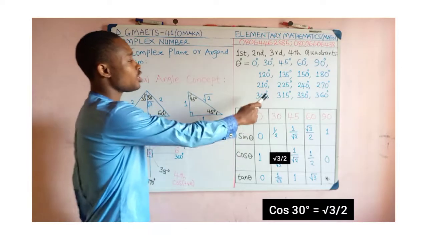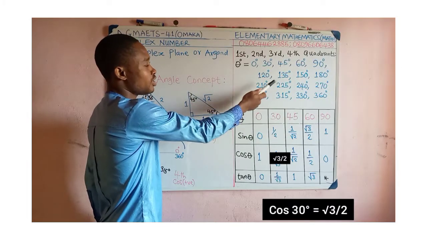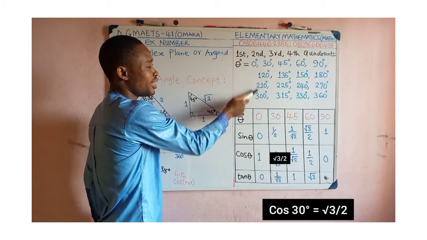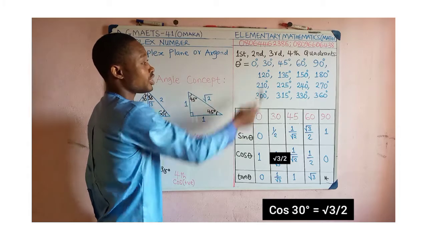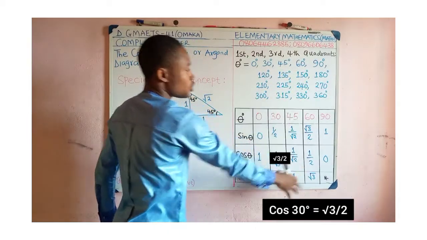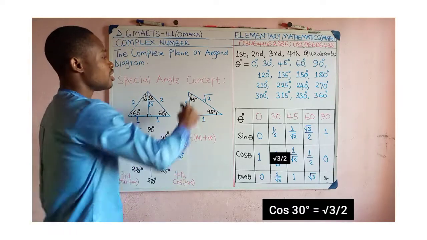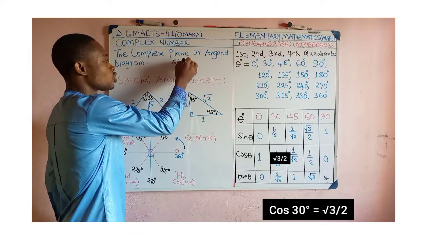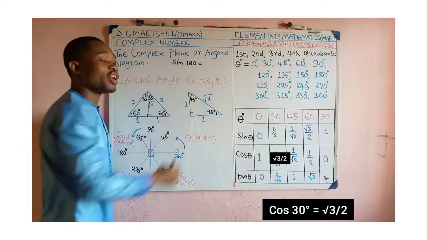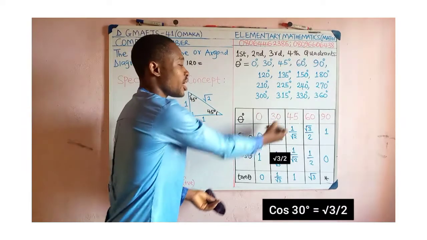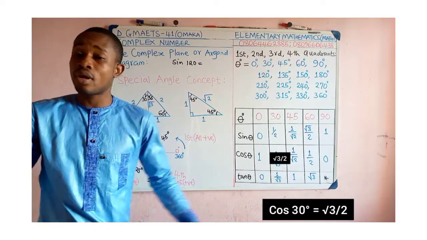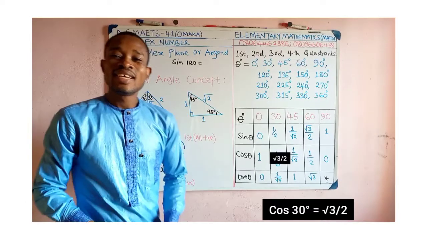I'm going to get the value of sine, cos, and tan for each of the angles in the second, third, and fourth quadrant. These ones already we have their values here. So let us find out the value of something like sine 120. How do I get the value of sine 120? I even have it here. I'm taking an examination where I'm not allowed to use a calculator.